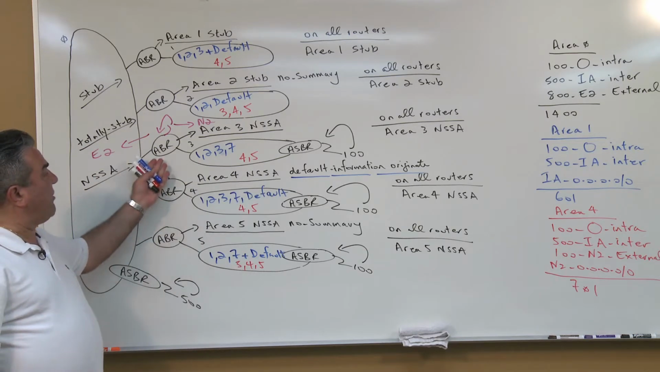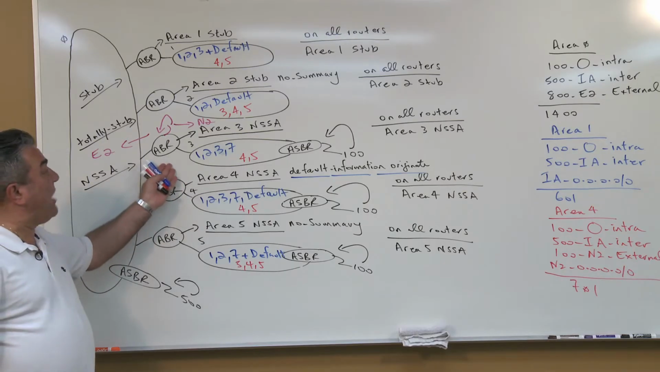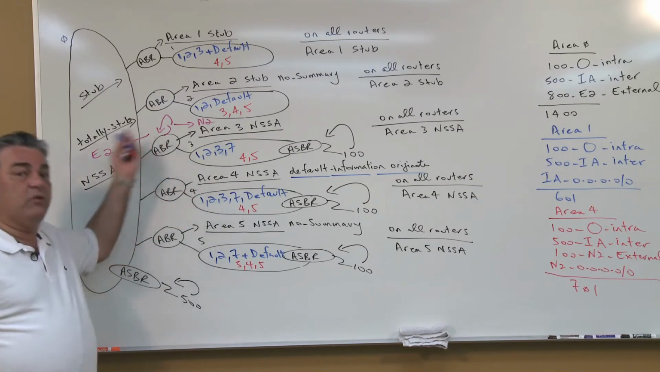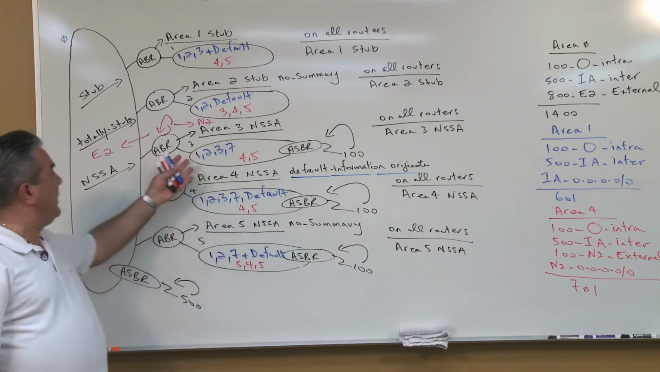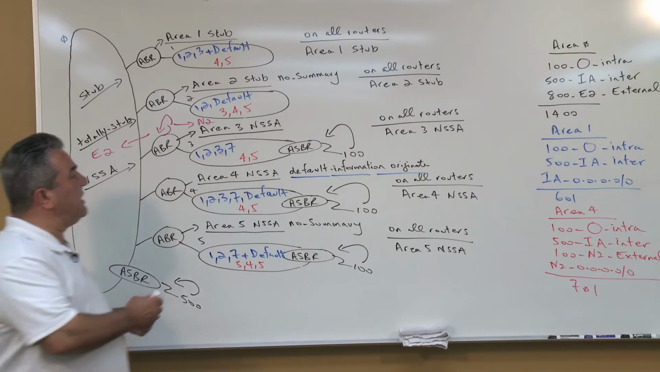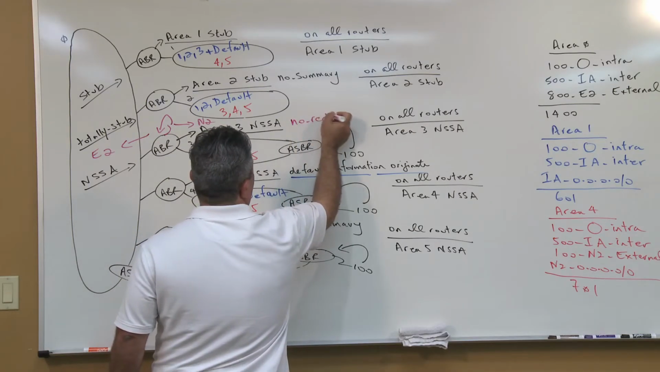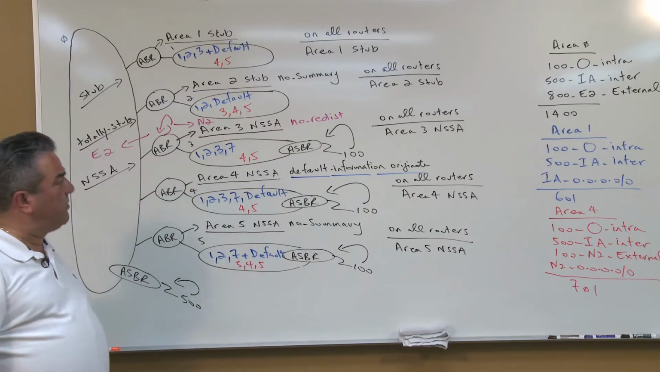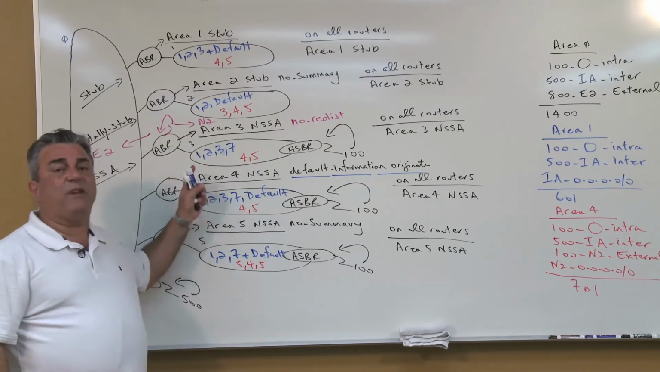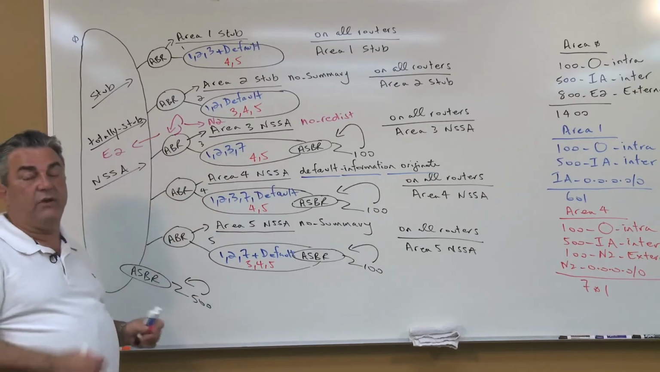So here we have our ABR. Our ABR happens to be an ASBR, and any route that he redistributes should not be redistributed in area 3. They should only go into area 0. In this case, all we need to do is just say no-redistribution. Once we say no-redistribution, the routes will not be redistributed into area 3. They'll only be redistributed into area 0.